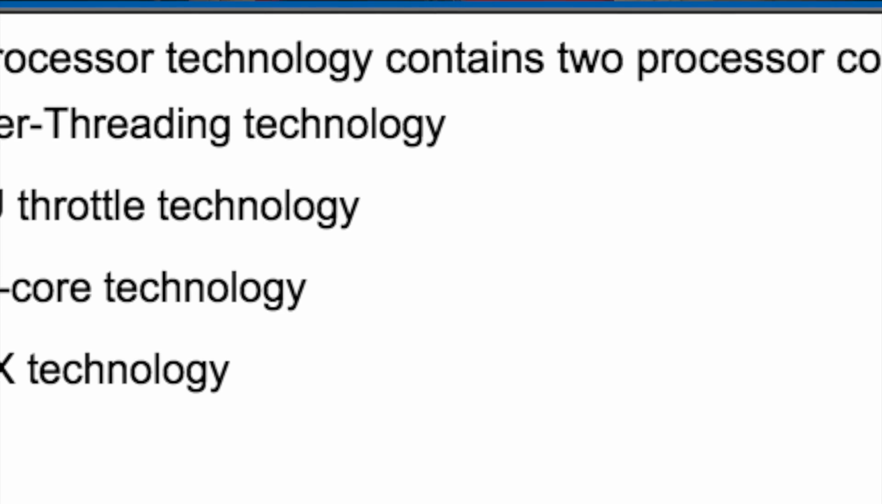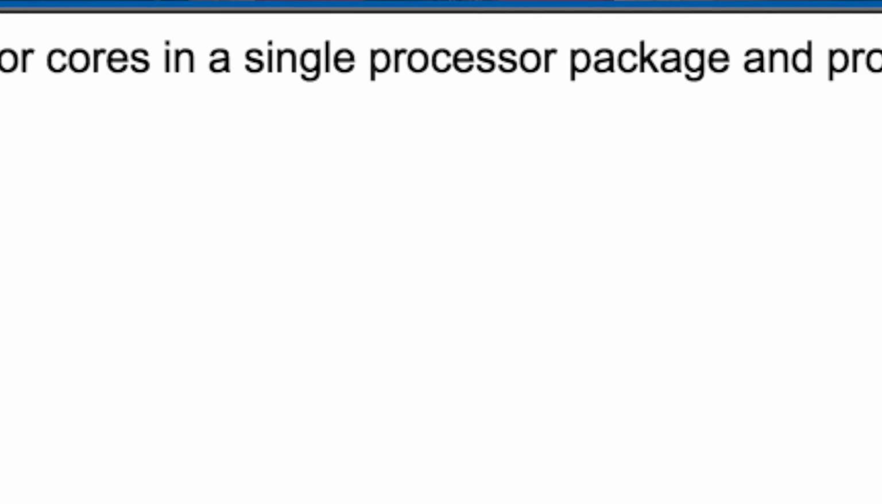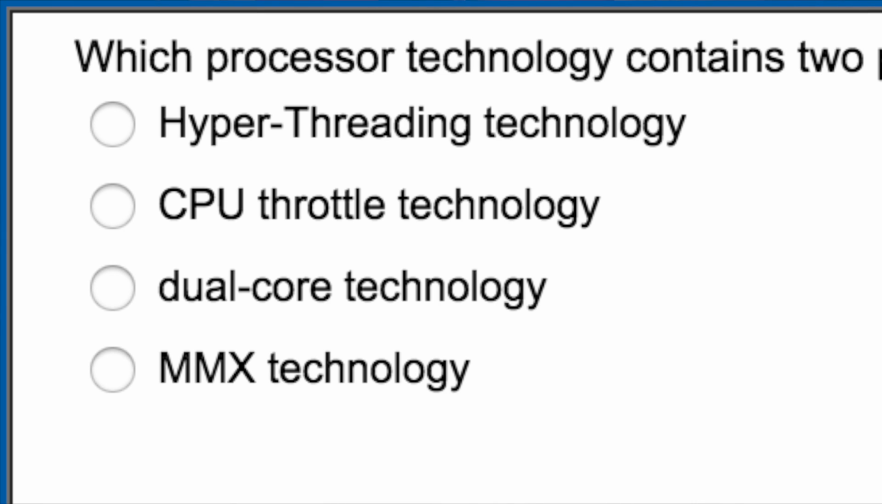The next question: which processor technology contains two processor cores in a single processor package and provides all the advantages of a multi-processor computer? The options are hyper-threading technology, CPU throttling technology, dual core technology, or MMX technology. The answer is dual core technology, because it contains two processor cores in a single processor package and provides almost the advantages of a multi-processor computer.